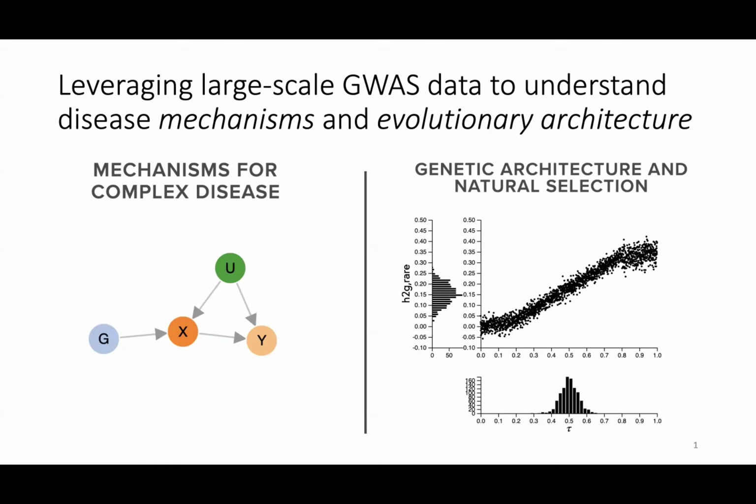But we can at least delineate between two broad things that we focus on. One is mechanisms for complex disease through the lens of genetics, and the other is this notion of genetic architecture and natural selection. If those aren't clear, hopefully we'll shed a little more light on them going forward.